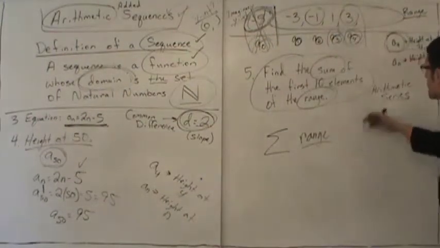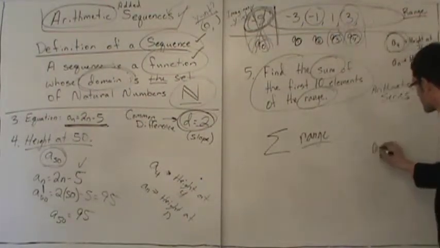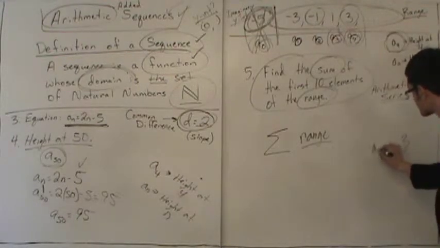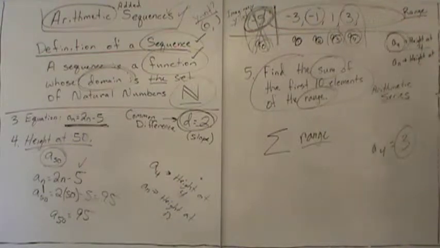The height at 4 is what? We read this as height at 4 is 3. So a sub 4, height at 4, is 3. Now I want you to circle the 3. Is 3 part of the domain or the range? Hopefully you say 3 is range.